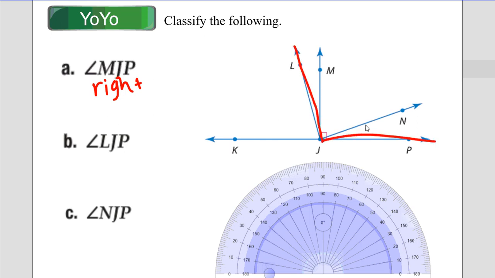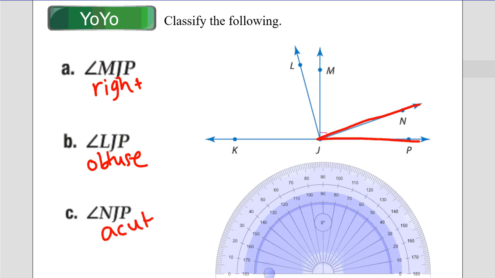LJP. That opens more than 90 degrees but less than 180. That would be obtuse. Angle NJP. So start at N, go to J, and then P. That is less than 90. That would be an acute angle.